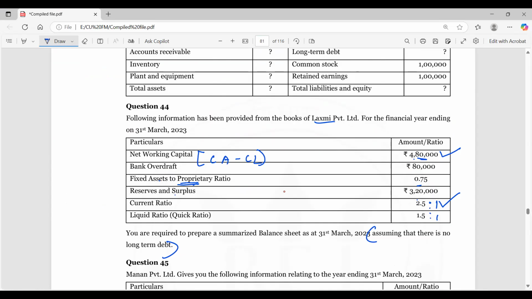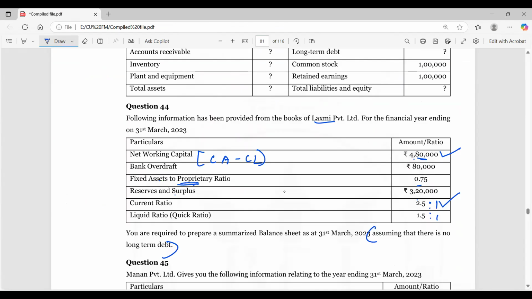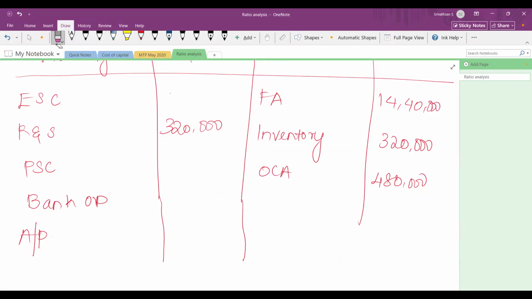See, reserves and surplus, we take 3 lakh 20. Ratio is not given. Reserves to equity share capital ratio not given. Then do one thing, don't show equity and preference separately. Just write it as shareholders fund. Shareholders fund is 16 lakh. Then write share capital, sorry, not shareholders fund, sorry. Share capital.